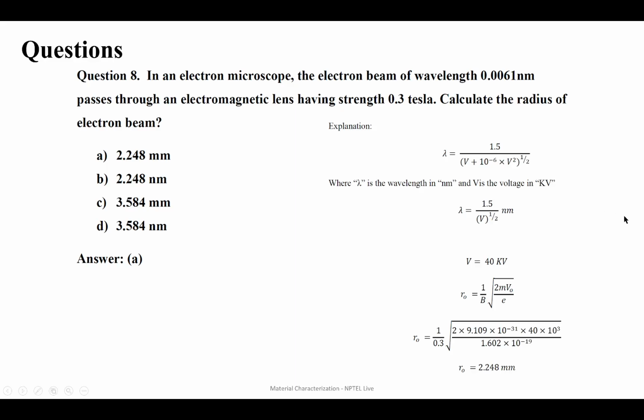This is from the professor only. I don't know. In the lecture, the professor has given lambda equal to 1.5 by V plus 10 to the power minus 6 V square, whole to the power half. But here, only in the denominator, whole to the power half is there. So please check what the case will be, and I will confirm.